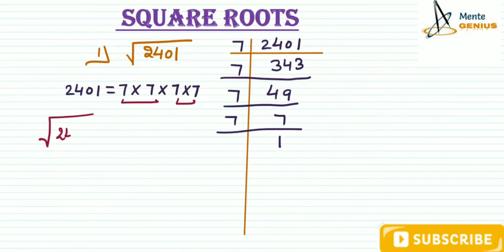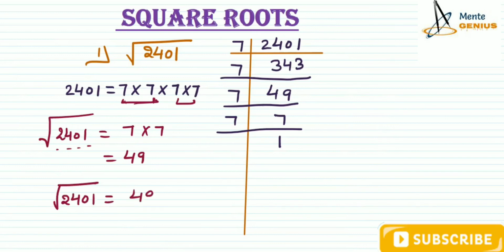I'm telling you the tips and tricks along with this. Now just write one number for one pair, so 7 once for the first pair, and for the second pair we write it again, and it will be equal to 49. Meaning the square root of 2401 is equal to 49. It also means that 49 squared is equal to 2401.